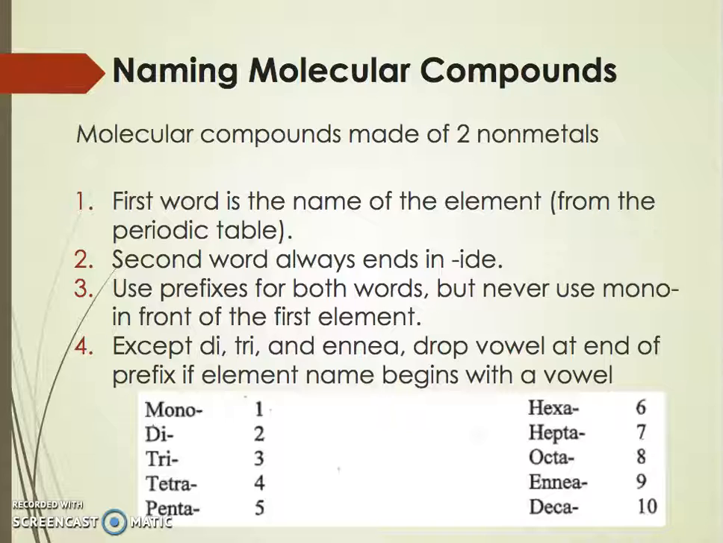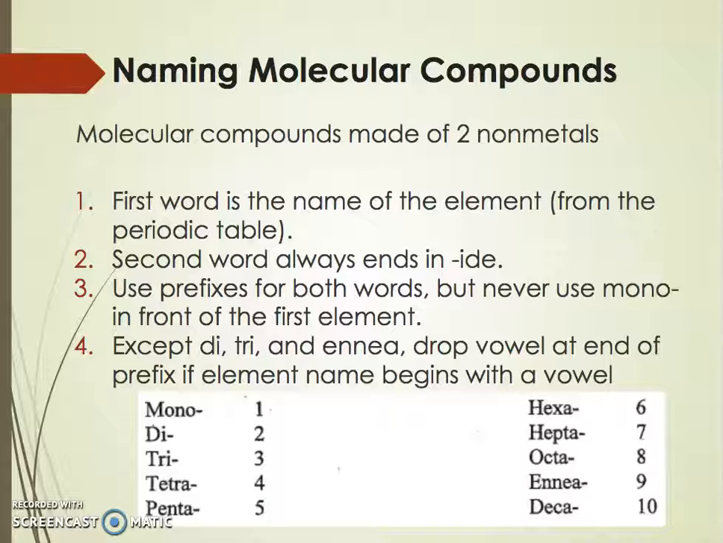We use prefixes, and the prefixes are down here on the bottom to indicate how many of each element there are. And again, this makes way more sense when we actually get to it, so hang in for just a second. Realize that if it's di, tri, ena, we would drop the vowel at the end of the prefix if the element also begins with a vowel. So we'll practice this because it makes way more sense when we actually get to practice it.